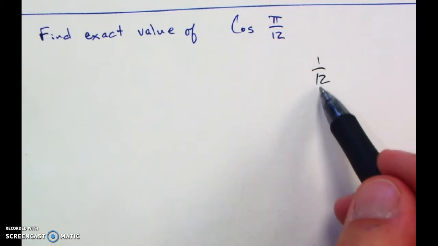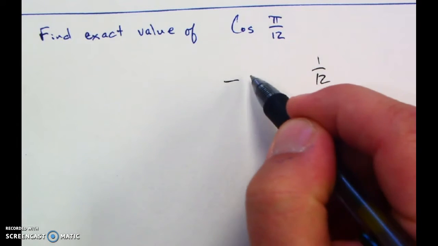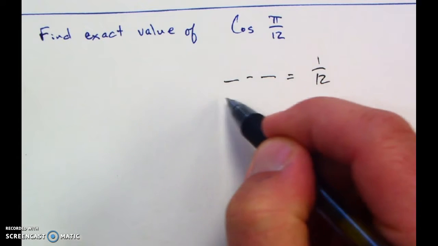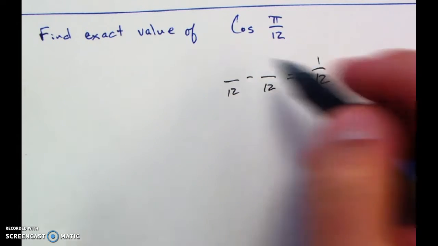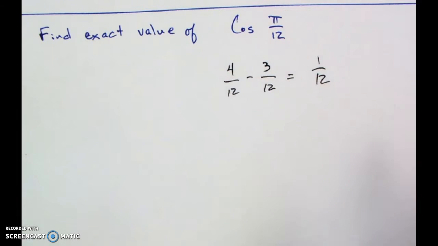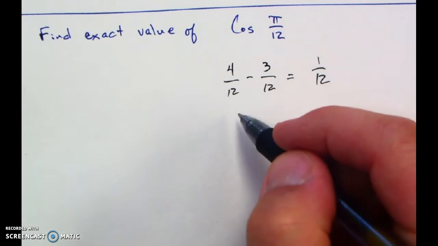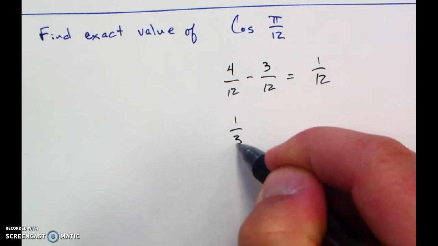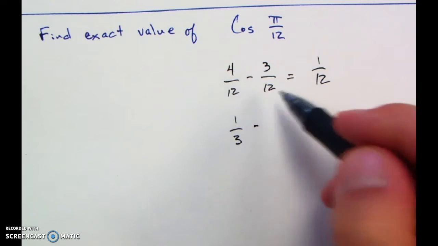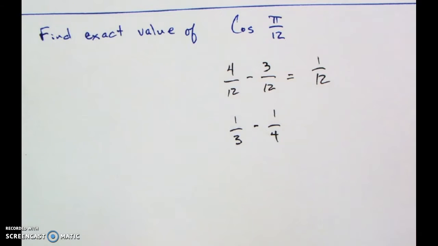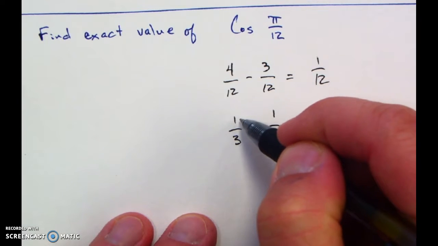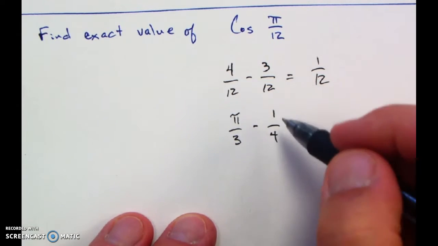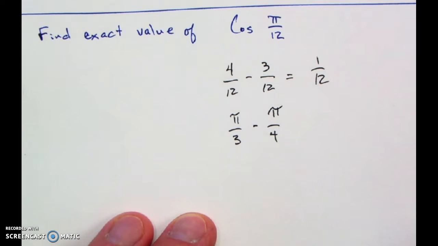And so I want to find some values where I can maybe subtract two fractions that have a common denominator of 12 and will equal 1/12, like 4/12 and 3/12, for example. Now 4/12 would reduce to 1/3, and then 3/12 would reduce to 1/4. Now those are some values that I do have on my unit circle. I could think of this as 1 pi over 3 minus 1 pi over 4.